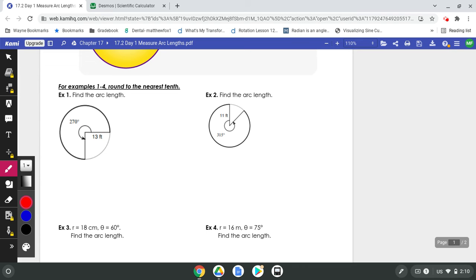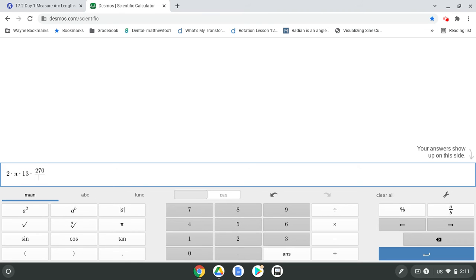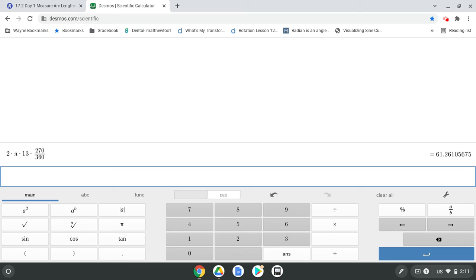Find the arc length. Our arc length is this distance around the edge. So 2 times pi times r, which is 13, times whatever the angle is, in our case 270, divided by 360. We put all this into the calculator. I recommend going to desmos.com: 2 times pi times 13 times 270, and then all of that divided by 360. The directions say round to the nearest tenth. So 61.26, we round up to 61.3.